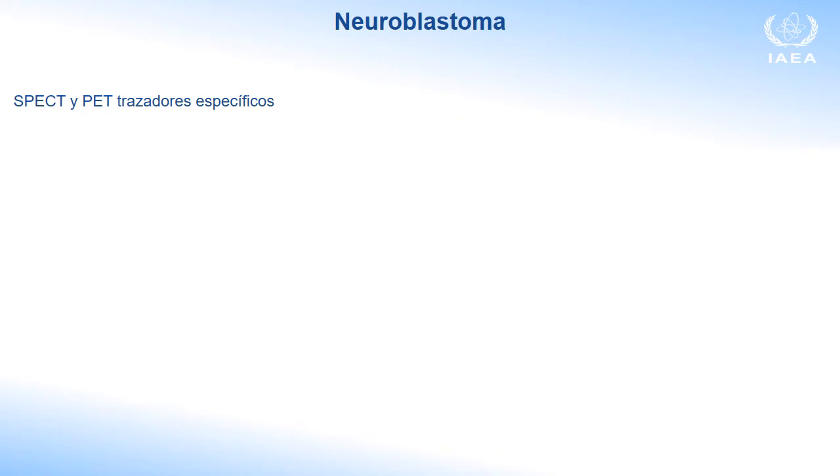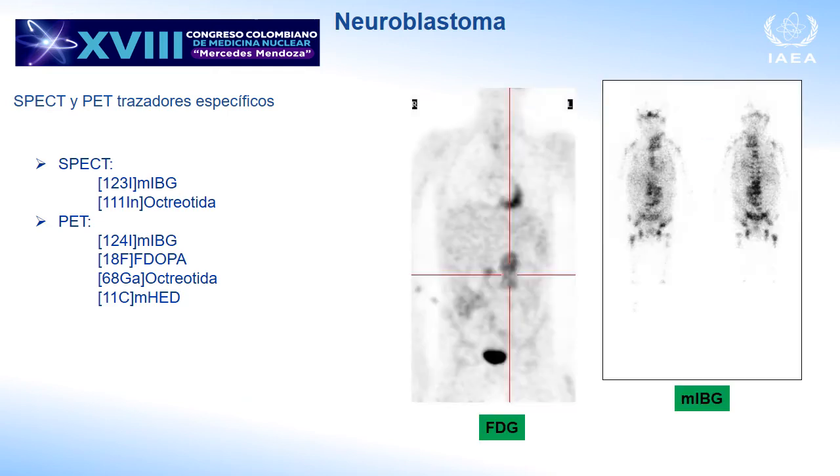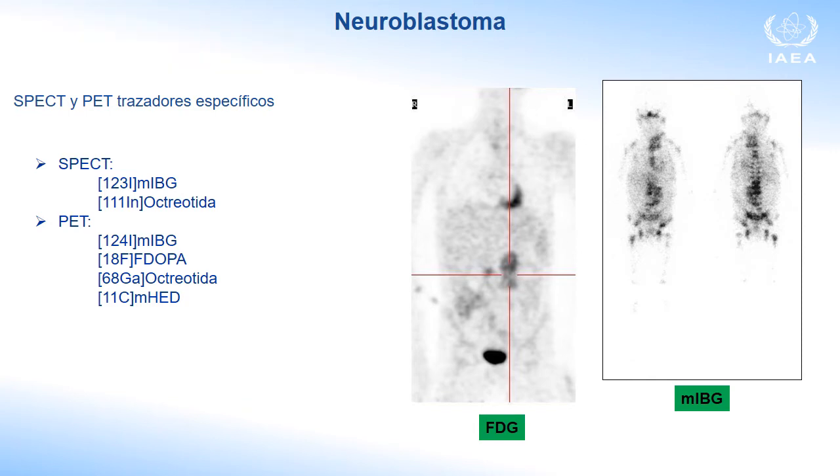Looking at neuroblastoma, there are, of course, specific tracers, SPECT or PET. Regarding SPECT, we have the MIBG or also octreotide. And for PET, we have MIBG, F-DOPA, octreotide, and MHAD. This is an example of a comparison of a patient with FDG and MIBG of neuroblastoma. Of course, we don't see the same thing because MIBG is specific. FDG sees only the aggressiveness of the tumor that is particularly expressed in this primary site.